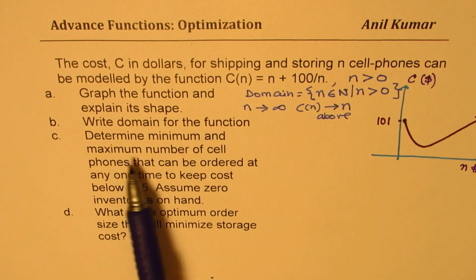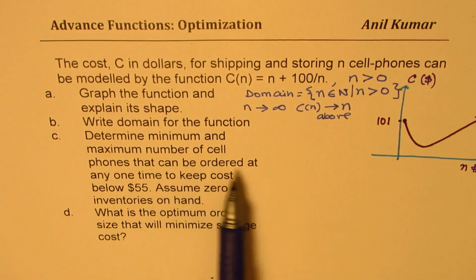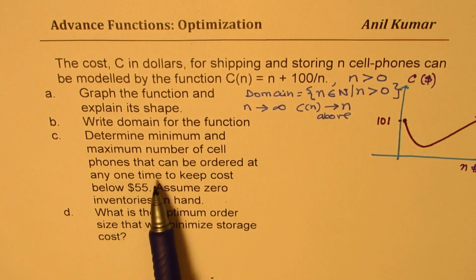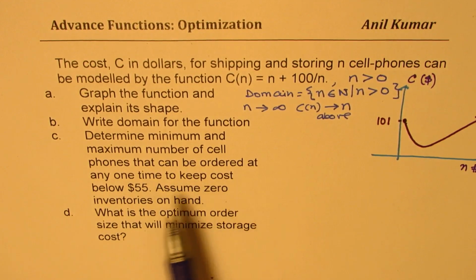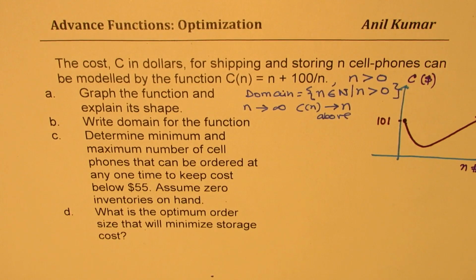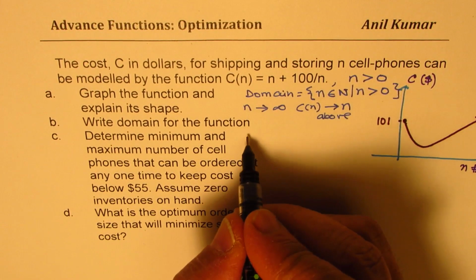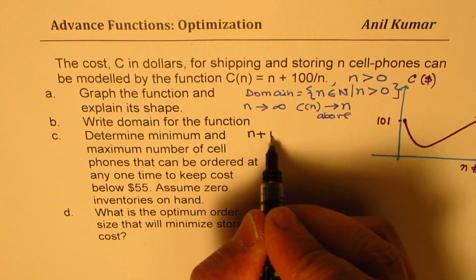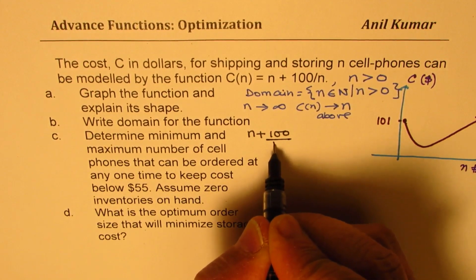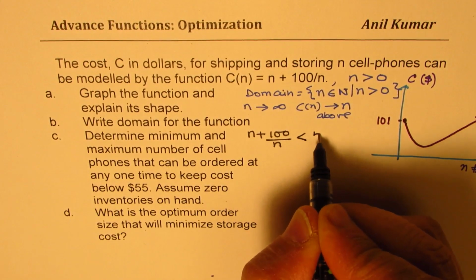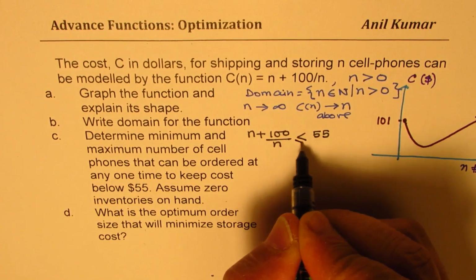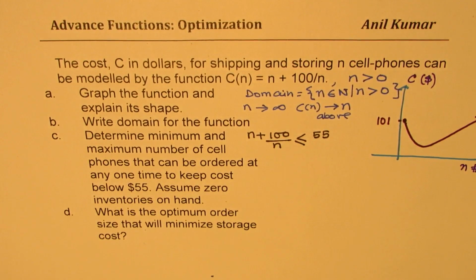Determine the minimum and the maximum number of cell phones that can be ordered at any one time to keep the cost below $55. Well, the minimum number is 1. Now we need to keep the cost below $55. That is to say, the value n plus 100 over n should be less than 55. We can say less than or equal to $55, right?